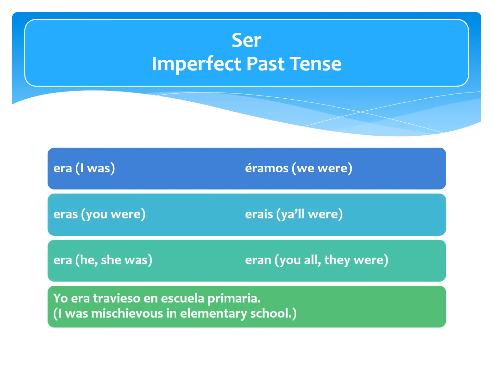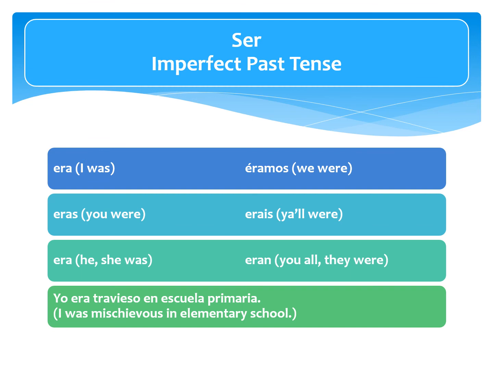All right, here we've got ser in the imperfect past tense. And there are only three irregular verbs in the imperfect past tense, and ser is one of them. They are ir, ser, and ver. But here we go. We got era, eras, era, éramos, erais, eran. Notice that on the nosotros form, éramos has an accent.